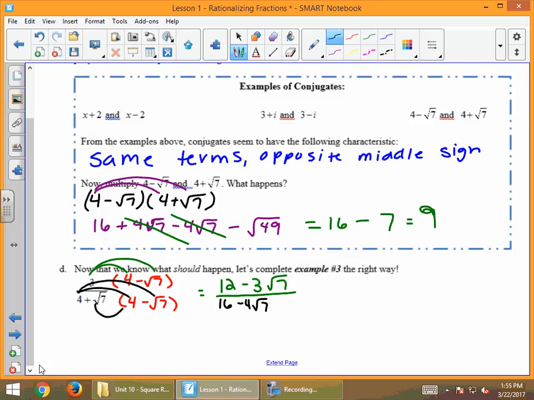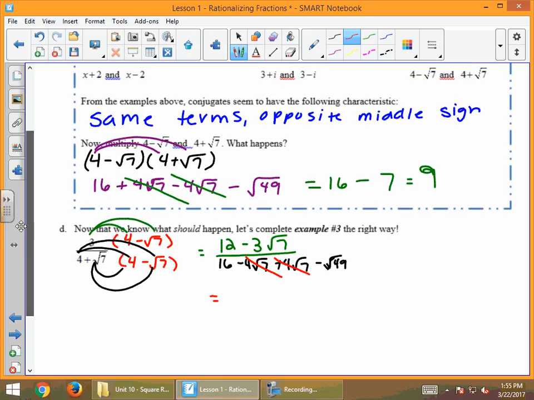Radical 7 times 4, 4 radical 7. And then radical 7 times negative radical 7 is negative radical 49. Just like what we did up there, same thing. So again, what happens to those middle terms? They cancel each other out. So that top part is staying exactly the same. That's staying at 12 minus 3 radical 7. Can we simplify the radical? We can't simplify radical 7, so we just leave it.